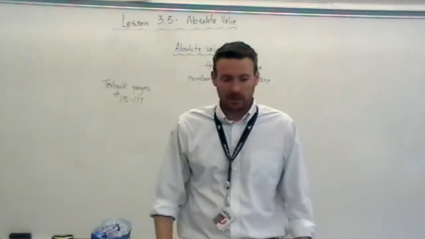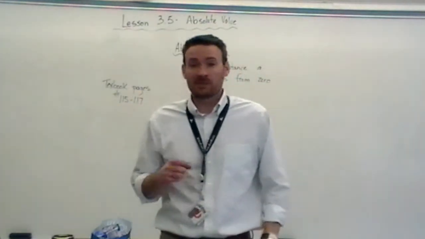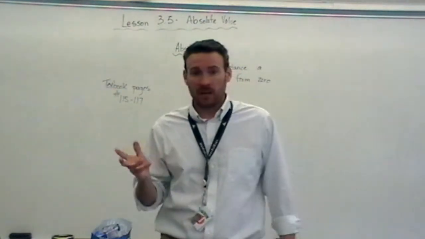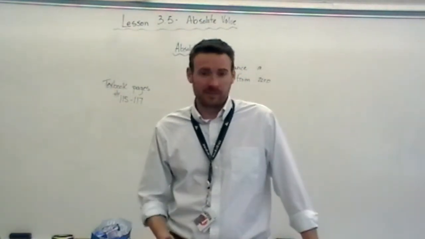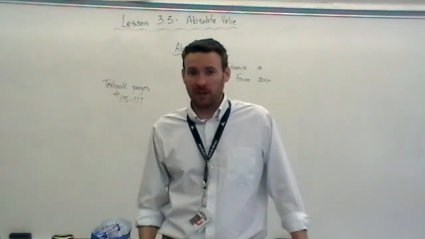The simplest explanation of absolute value is a number's distance from 0 on the number line. So for example, if I have a number like 5, how far is 5 from 0? 5. So the absolute value of a number like 5 would be 5.